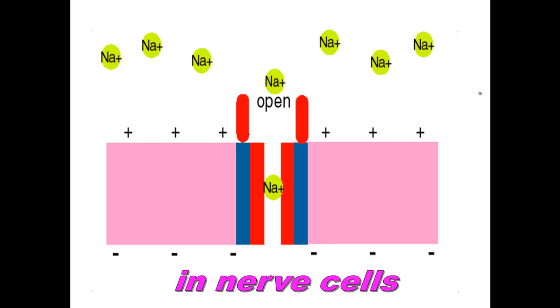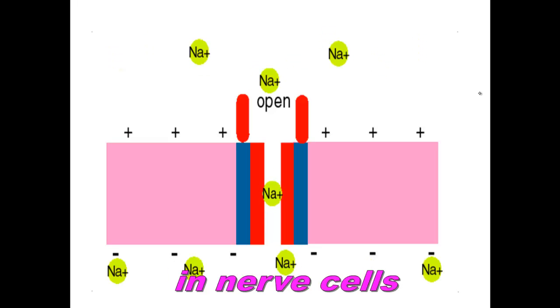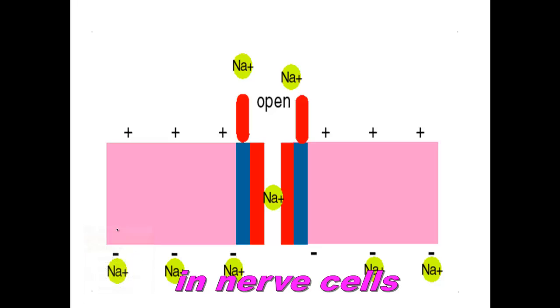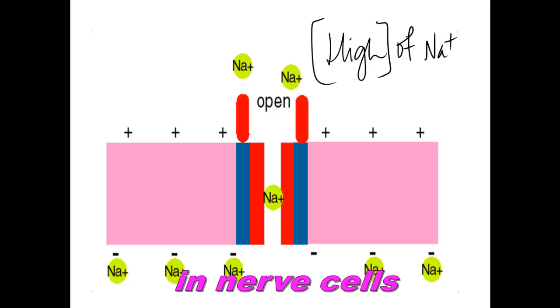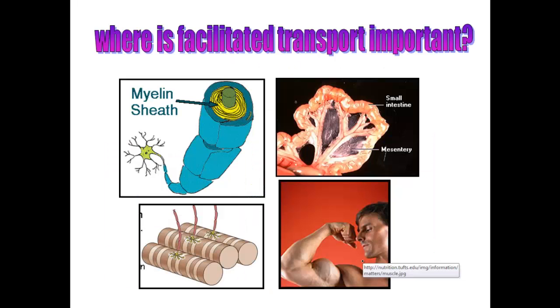Let's take a look at one type of a protein ion channel. This is in the nerve cells. So you see once the gates open, the sodium will flow from a high concentration to a low concentration into the nerve cell. So there was a high concentration of sodium outside and a low inside, so it moved into the cell. And that does not take any energy.